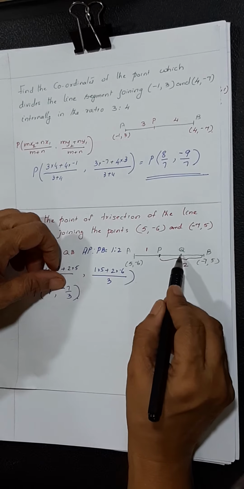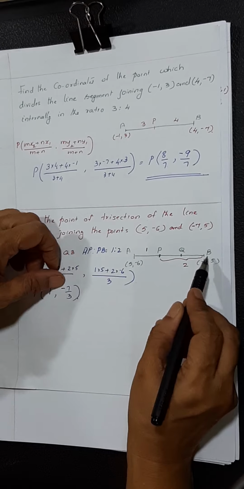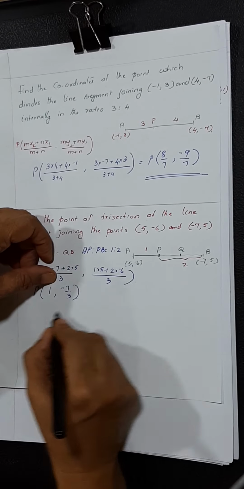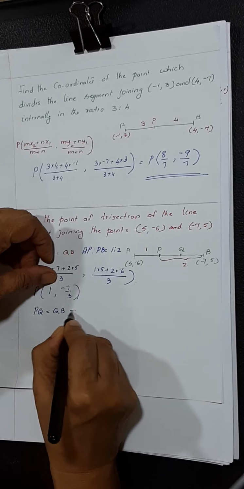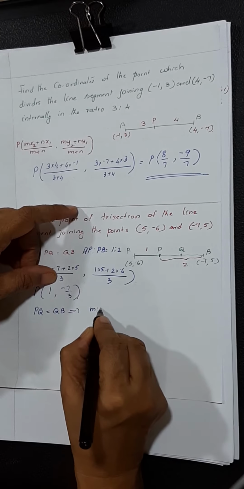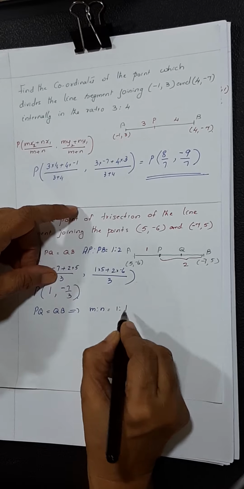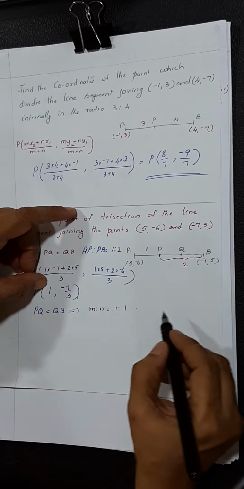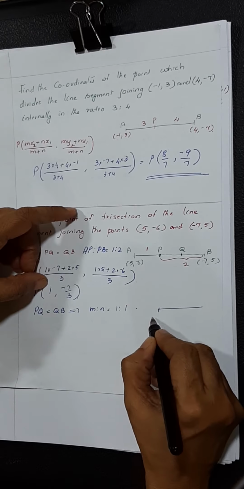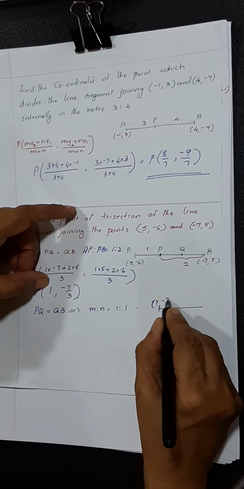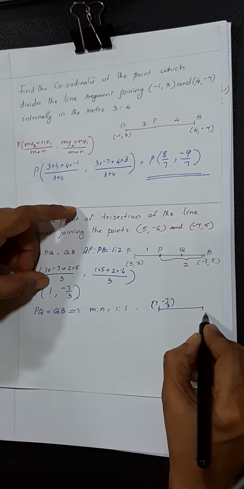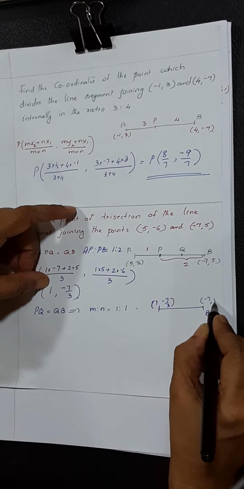Now we know PQ is equal to QB. So PQ is equal to QB. That means the ratio is PQ to QB is equal to 1 is to 1. So we will use, now P is 1, minus 7 by 3 and B is minus 7, 5.